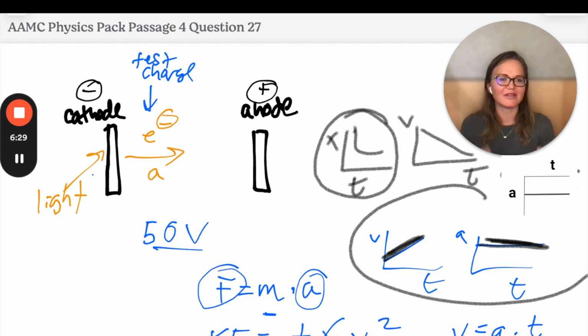So make sure you understand velocity is just the rate of change of position over time, and acceleration is just the rate of change of velocity over time. So if you're given the graph of any of those three quantities, you can get an idea of what the graph of the other two would look like.